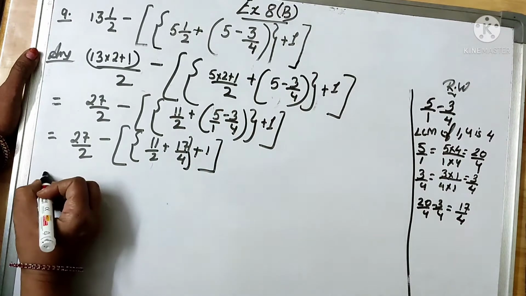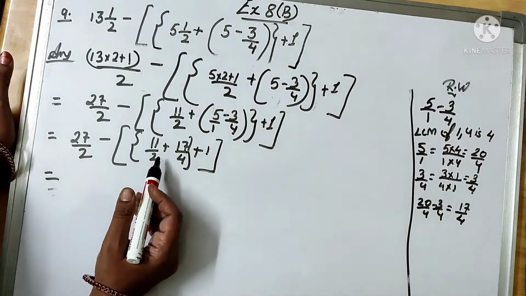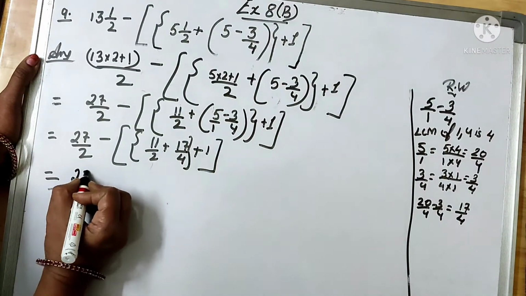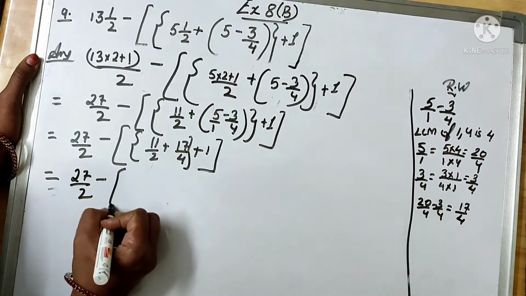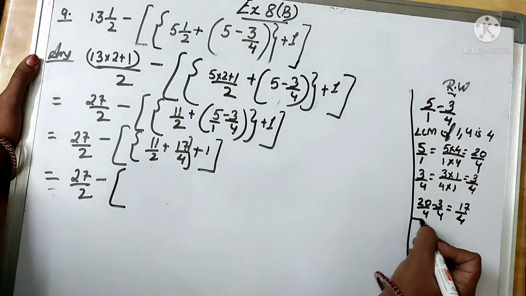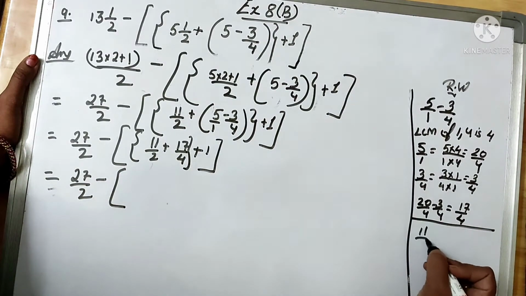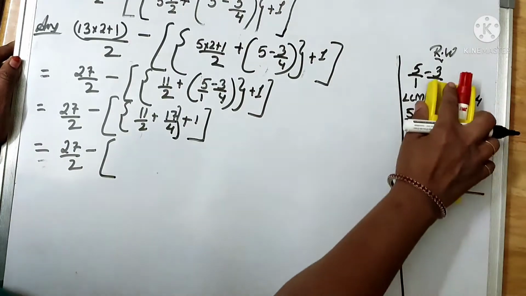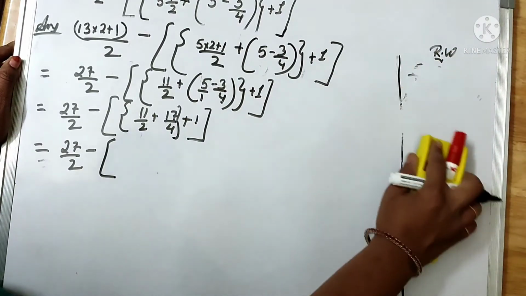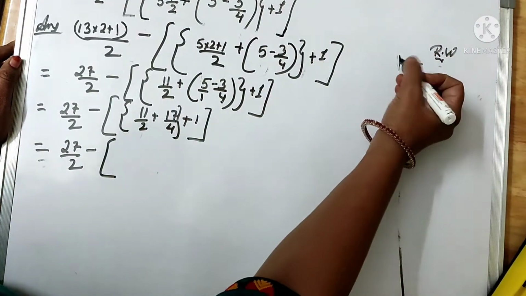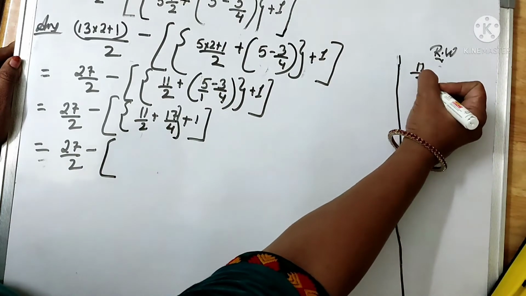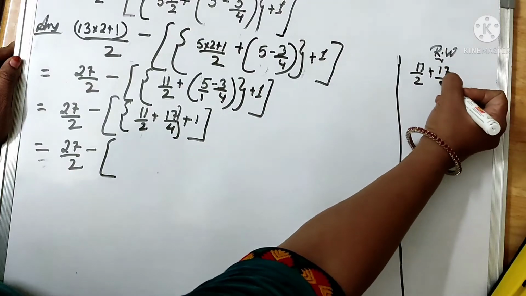Okay, now what I have to do, I have to evaluate the expression inside the curly bracket, that is 11/2 plus 17/4. So in the next step I have to find 11/2 plus 17/4. Suppose I have to do this one, I am rubbing here only. Now I am simplifying the expression inside the curly bracket, 11/2 plus 17/4.